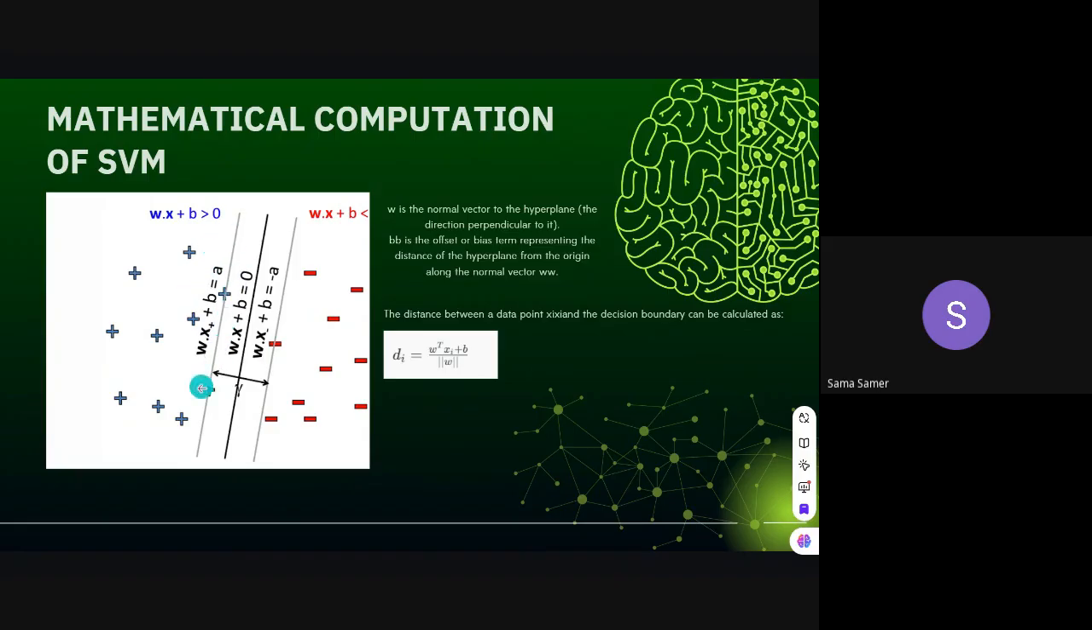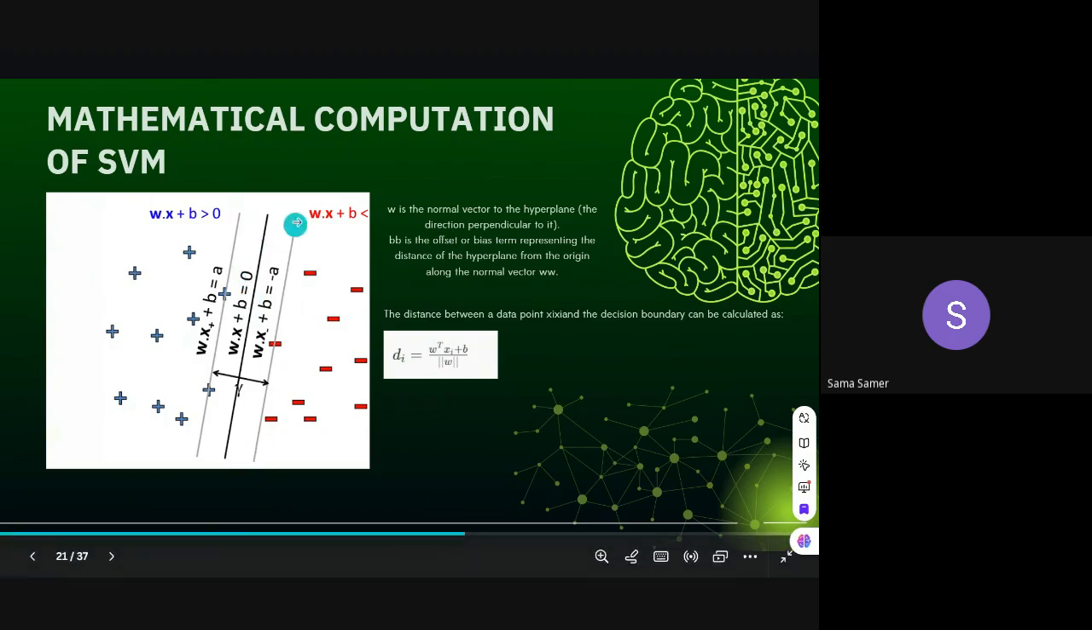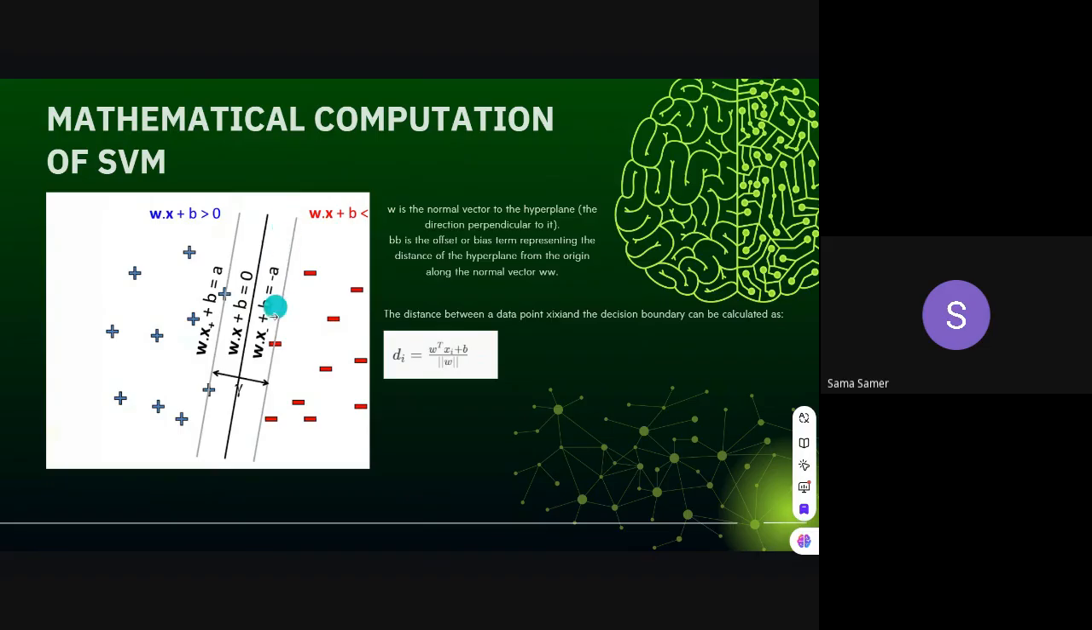Again, we have a positive margin here, which is Wx plus b is equal to or bigger than a. Then we have the main margin here, which is Wx plus b is equal to 0. And we have the last line, which is the negative hyperplane, which is Wx plus b is equal to minus a. Our goal, again, is to maximize the margin between these two hyperplanes. And the support vectors here are this positive point and this positive point.